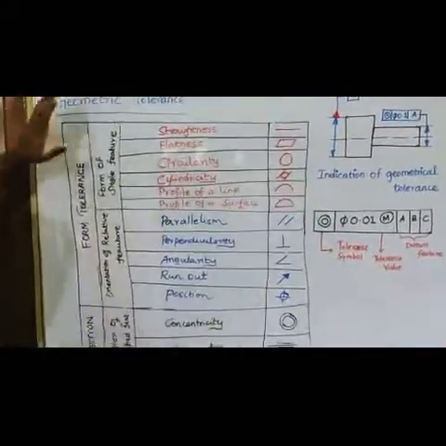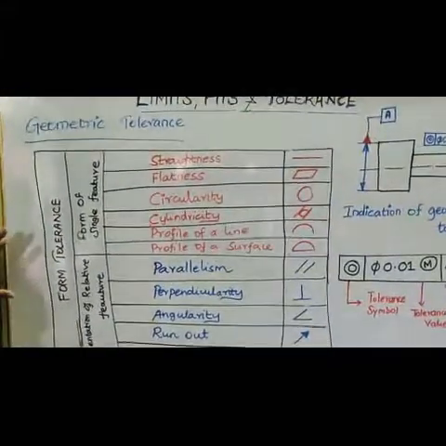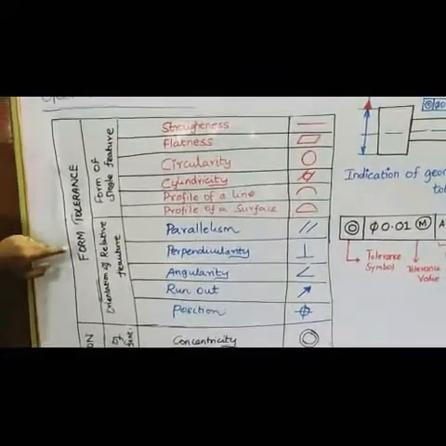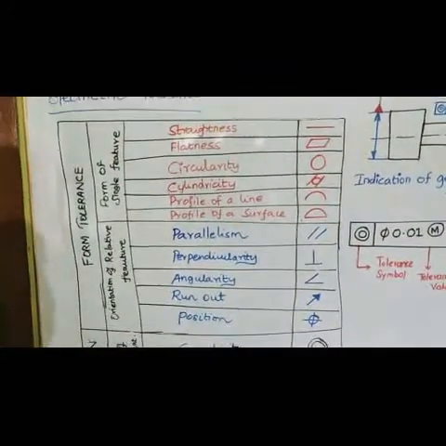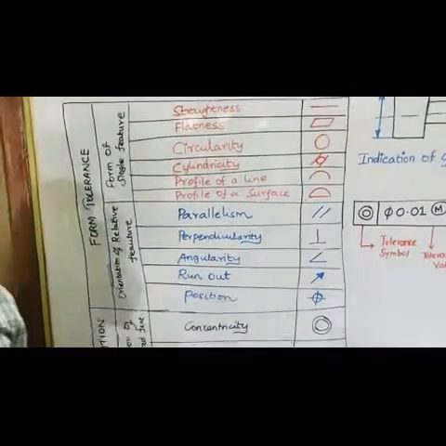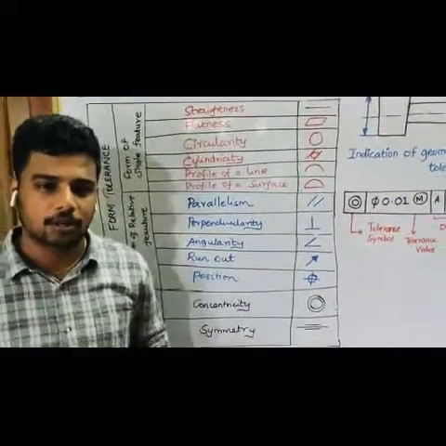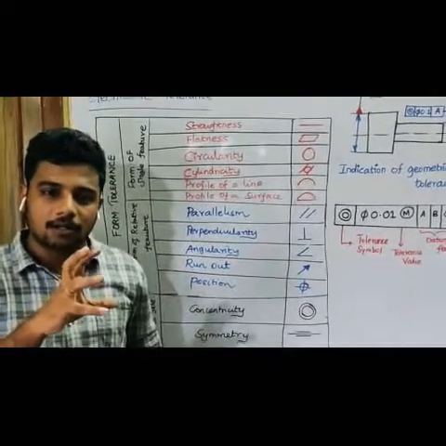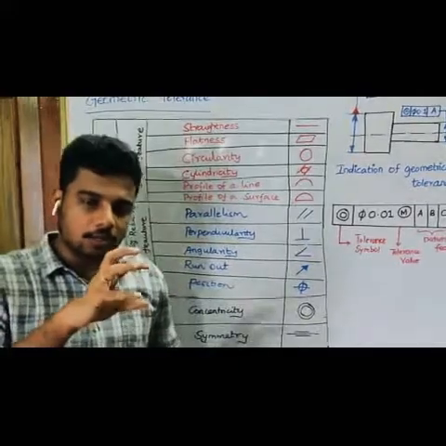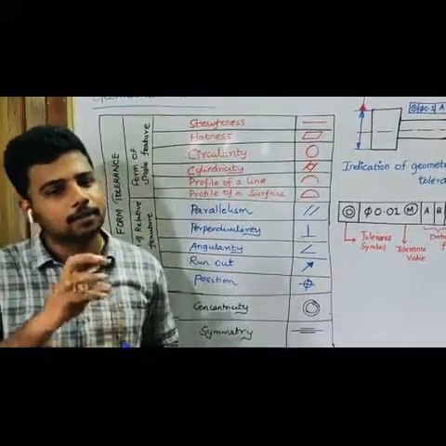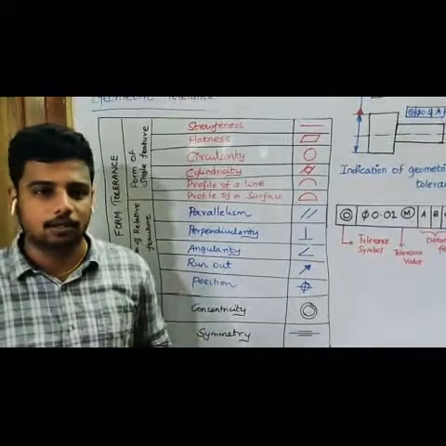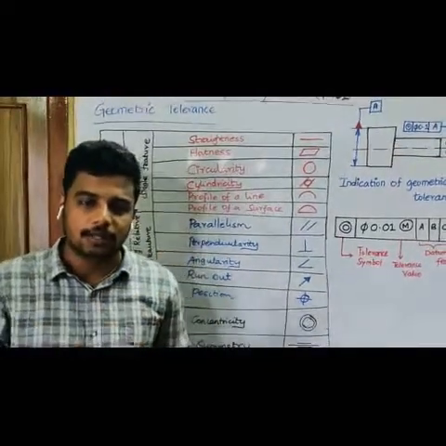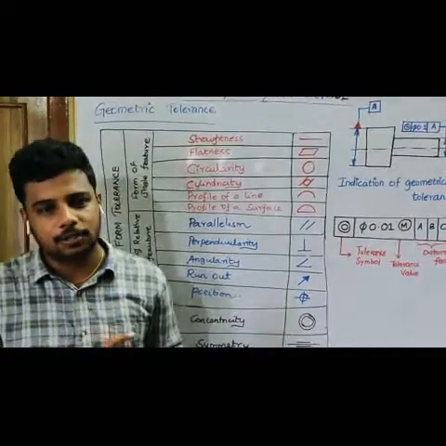In geometrical tolerances, we are going to divide the tolerance into two main regions: form tolerance and position tolerance. What do you mean by form tolerance and position tolerance? Form tolerance is decided based on a single feature or the orientation of the feature. Position tolerance is where you are going to position the particular feature.